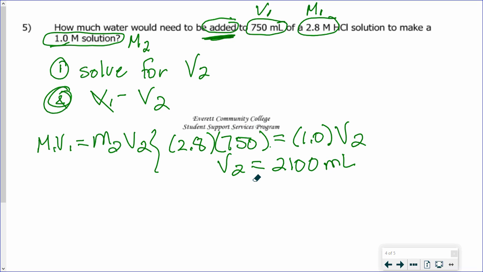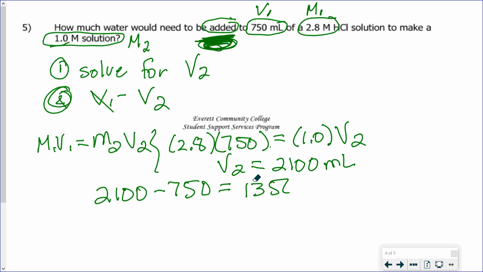But it says how much is added. That's the big thing. Added. So I started with 750, but I have 2,100. So I would need to take that 2,100 minus the 750. Okay, so 2,100 minus 750, and I got 1,350. So I would have to add 1,350 milliliters to the 750 to get the 2,100. So 1,350 would be your answer.